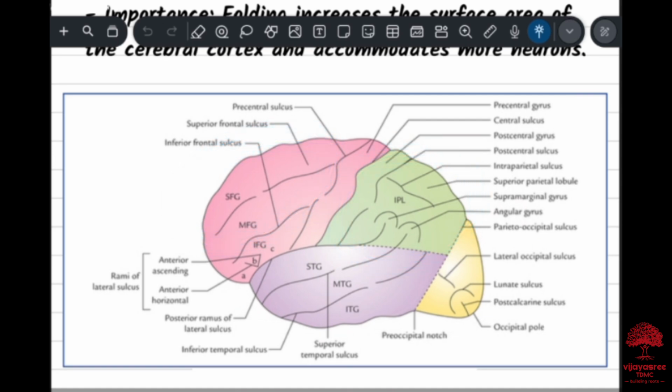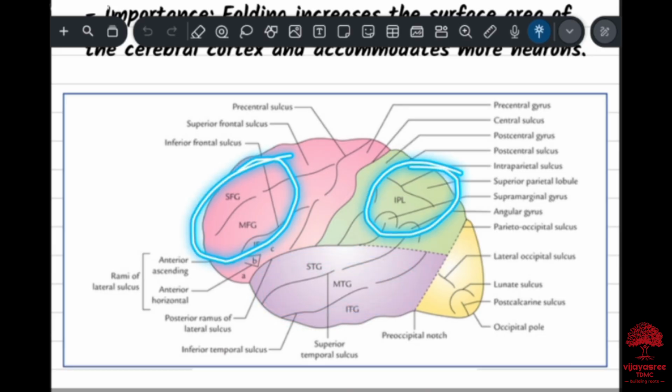Then the precentral sulcus. Precentral sulcus forms the anterior boundary of the precentral gyrus. And here comes the postcentral sulcus, which forms the posterior boundary of the postcentral gyrus. Then there is the superior and also this one, that is the lateral sulcus, or its posterior ramus. It separates the temporal lobe from the frontal and the parietal lobes.